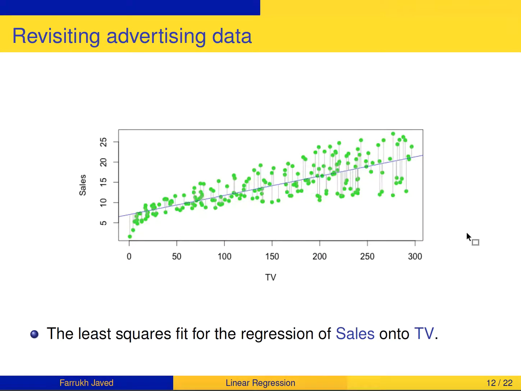Now here is a graph: the least squares fit for regression of sales onto TV. So we fit a regression line. Those green dots are the values of the data, and this blue line is the regression line, the fitted line. We see that somehow it fits very nicely from the beginning till the end. The line is in between the values.